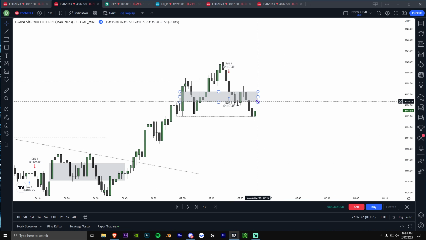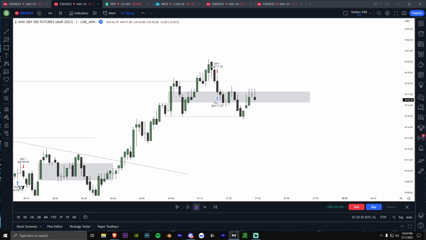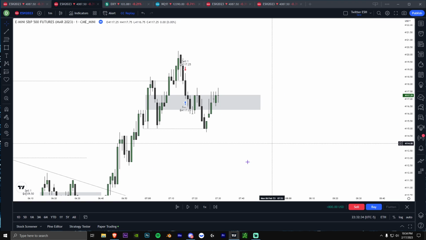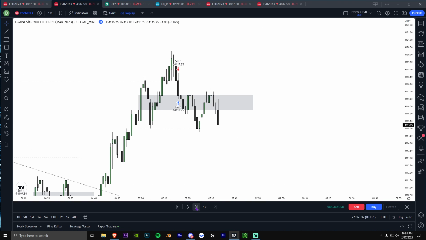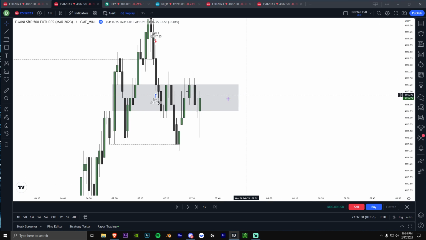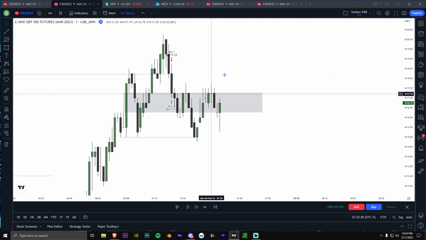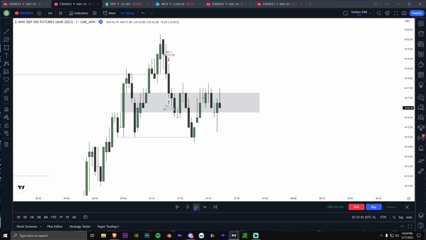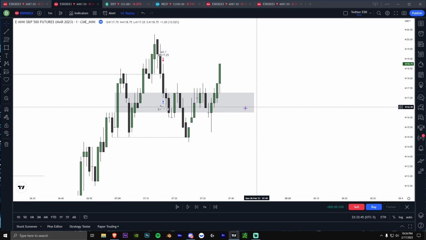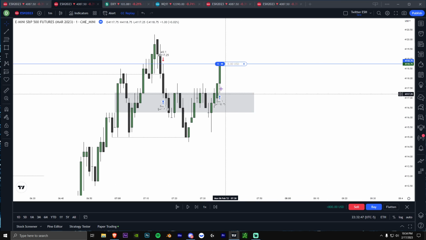So I'd want to see a rip back above this, and then maybe long. So right here, maybe I try long. Not right here. Look how much the bodies of these candles respect it. I want to see it close above it and then a retest. Right there. Okay, right there.